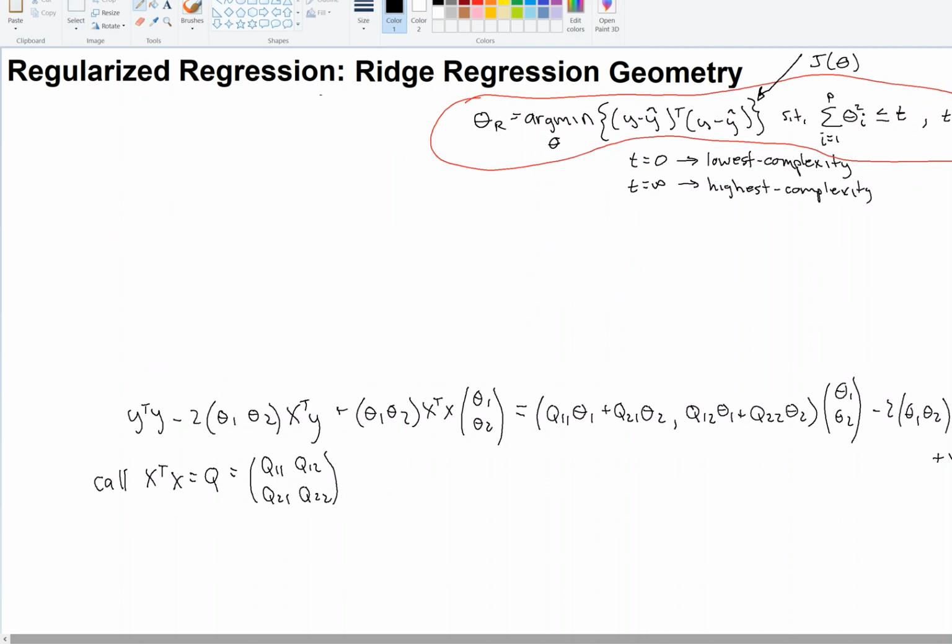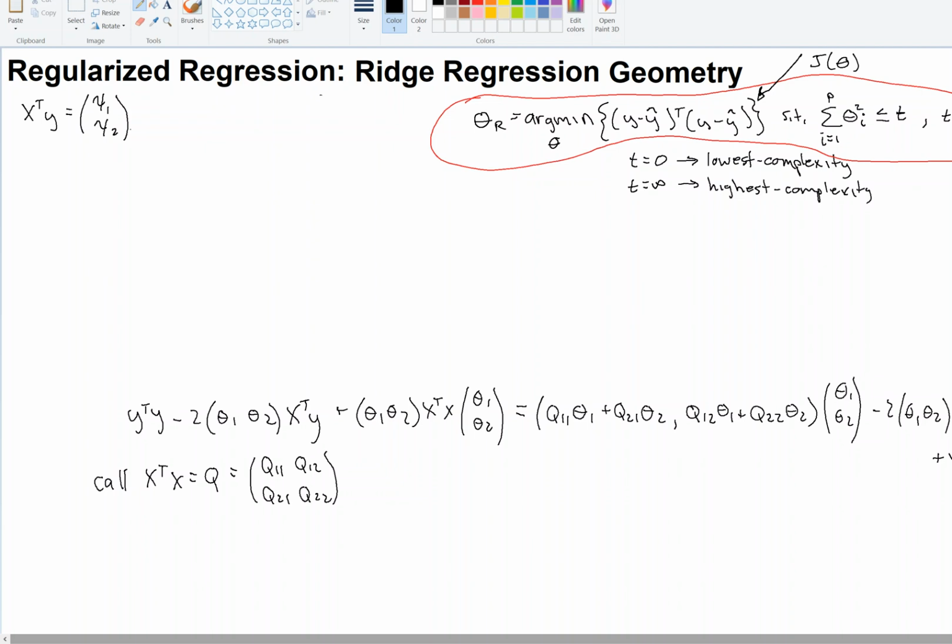Now, let's call x transpose y, I'm going to call that psi 1, psi 2. Okay, it's constant, right? Because x is n by 2, so this is a 2 by n when you take its transpose, times an n by 1, that gives me a 2 by 1. So you give me the data, x and y, I can calculate that. Those are going to be 2 constants, and I'm going to call those constants, for lack of a better symbol, psi 1, psi 2.